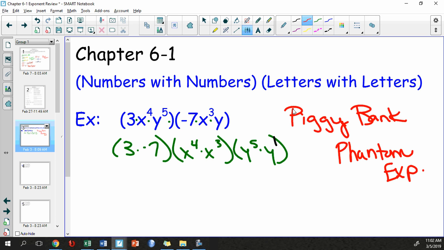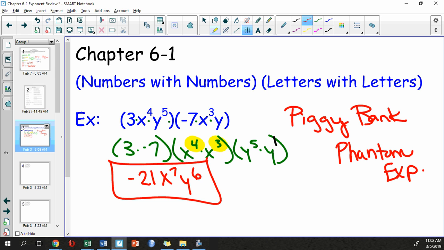So 3 times -7 is going to be -21. What do you do with exponents right here with the 4 and the 3? We add them because they're attached by multiplication, so you're going to add those to give you x to the 7th. And then over here on the y's, what are you going to do? Add them again to give you y to the 6th. Then this problem is done. Do we understand that? This is an Algebra 1 problem, but it's going to get tricky because you're going to have negative exponents, okay?